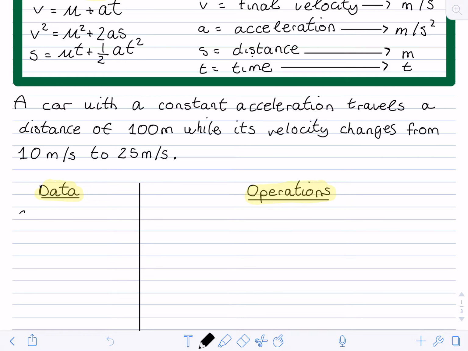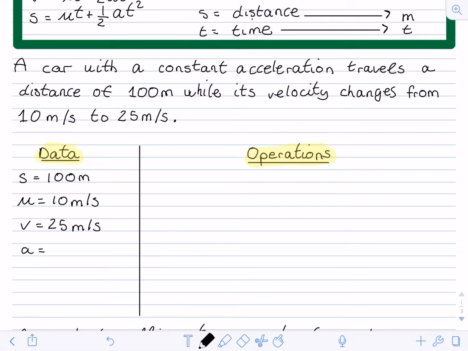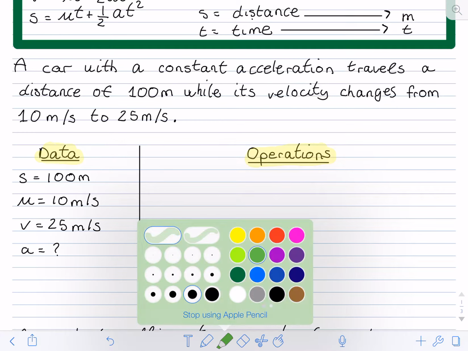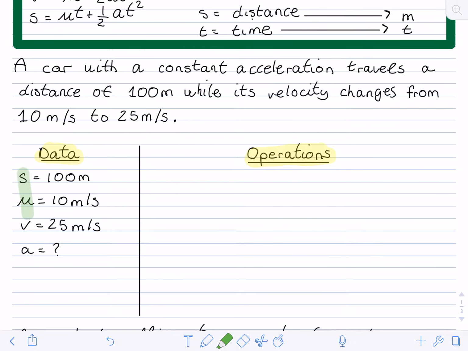So we know that the distance, which is s, is equal to 100 meters. We also know that the velocity changes from 10 meters per second, which is the initial velocity u, to the final velocity v, which is 25 meters per second. The question is asking us for the acceleration, so we put a = ? Now we have to find a formula that includes these three.